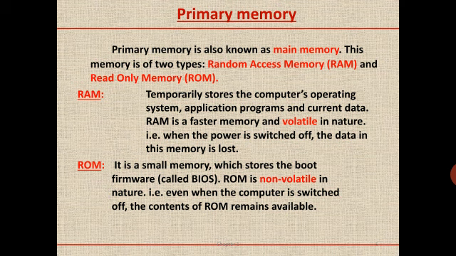Second memory is ROM. ROM is read-only memory. It is a small memory which stores the boot firmware called BIOS. BIOS contains the information to check the hardware as well as load the operating system into the RAM. ROM is non-volatile in nature, means even when the computer is switched off, the contents of ROM remain available to everybody.